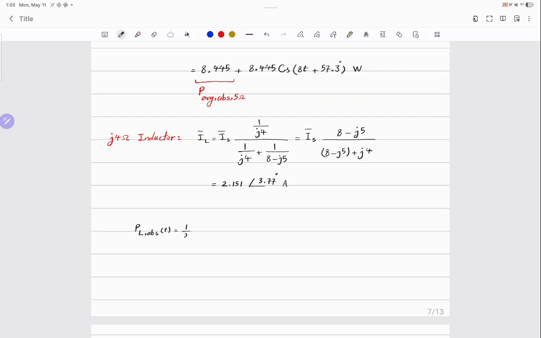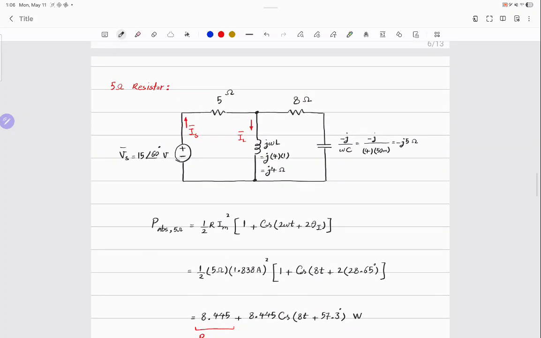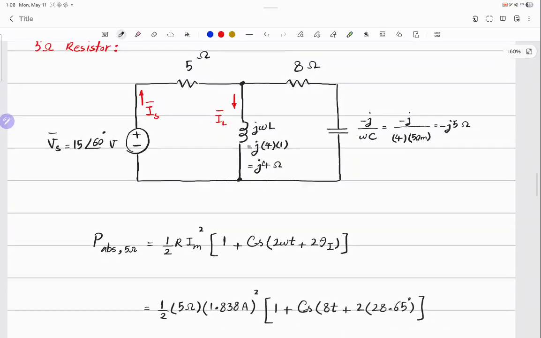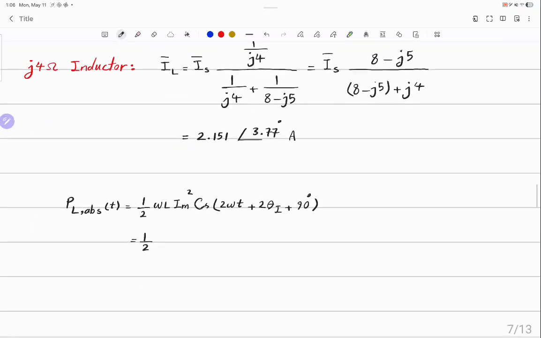What was it? 1/2 omega L Im squared cosine 2 omega t plus 2 theta I. Is it minus or plus 90? Yeah. It's equal to 1/2. Omega L is 4. Do you see here? Since j omega L is j4, so omega L is 4, right? I've already calculated that.